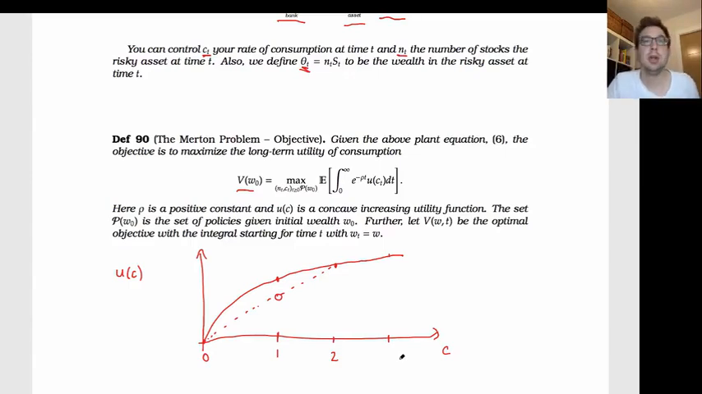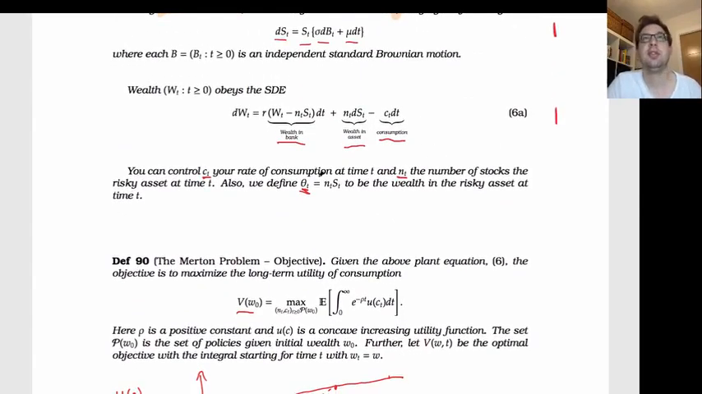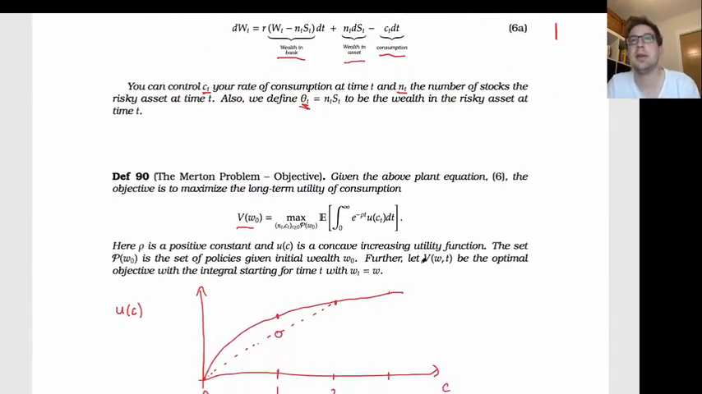Okay, so that's the problem defined. We've got some stock price going according to some geometric Brownian motion. We've invested some of our wealth in that stock, and some of the wealth in the bank account, and we can control how much money we put in the bank and how much money we put in the stock. And further, how much money we can consume. Our objective is to essentially maximize long-term, or expected long-term, consumption.